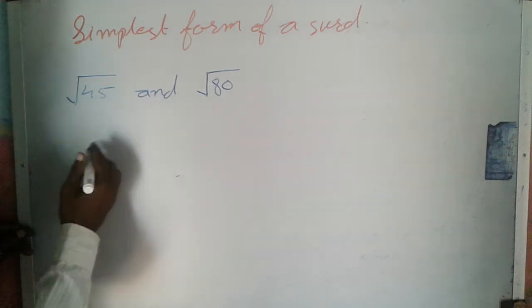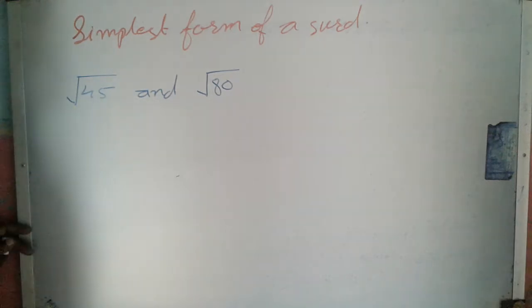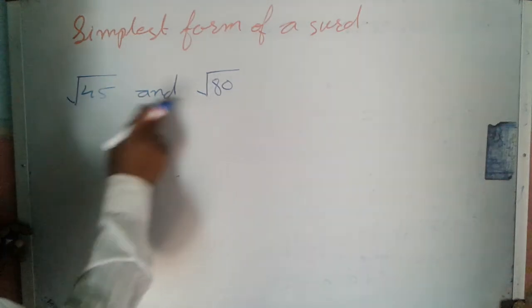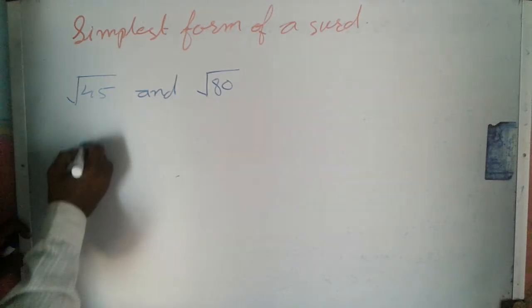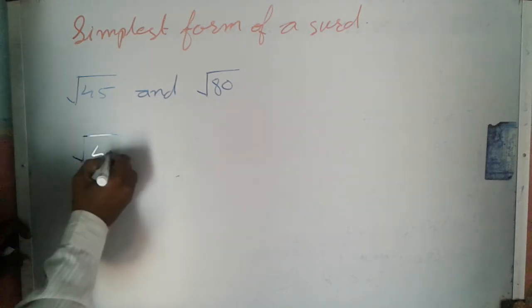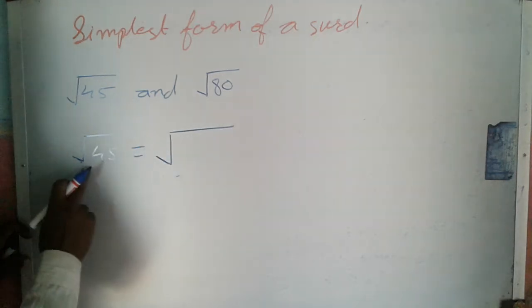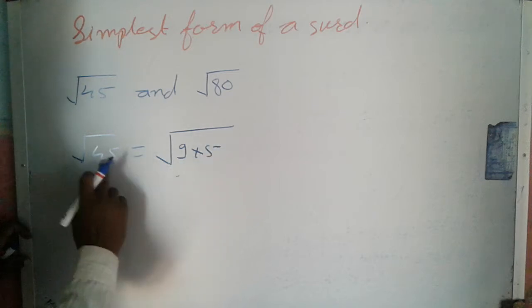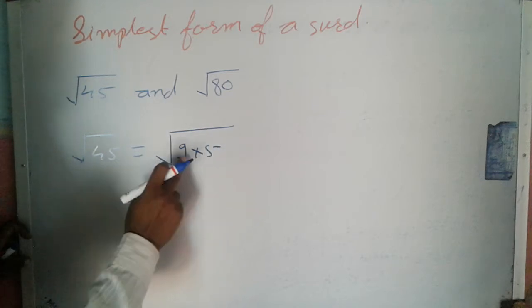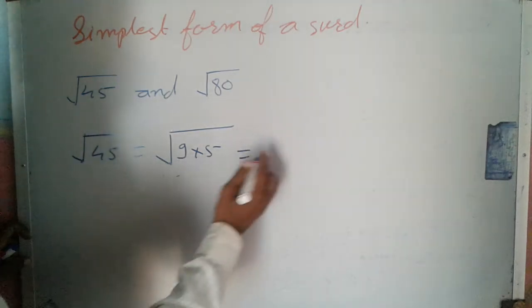First we will simplify this. We will write these two surds in their simplest form. Then we will determine whether these two surds are like or not. So root 45 can be written as root 9 into 5. That means 9 fives are 45. Here 9 is a perfect square. And square root of 9 is 3.